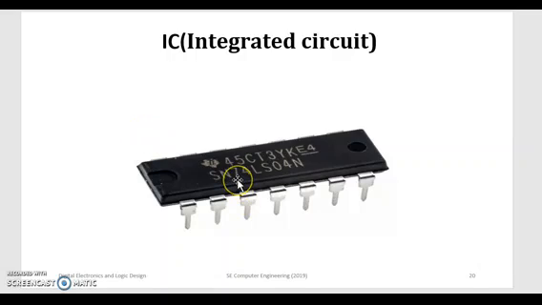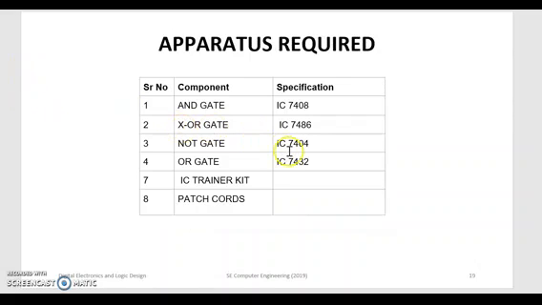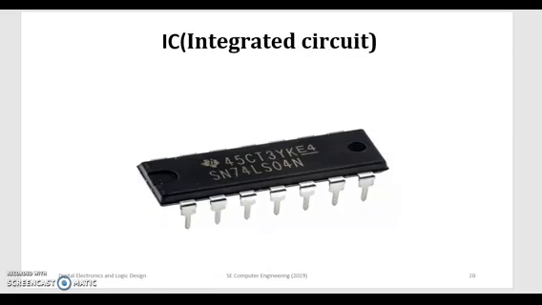Like here the number is given, 7404. So see, 7404. This is the IC for the NOT gate. So you have to remember this specification for each gate, the IC number related to each gate.